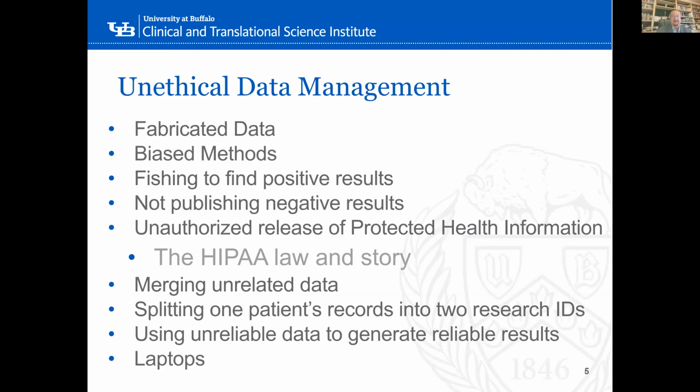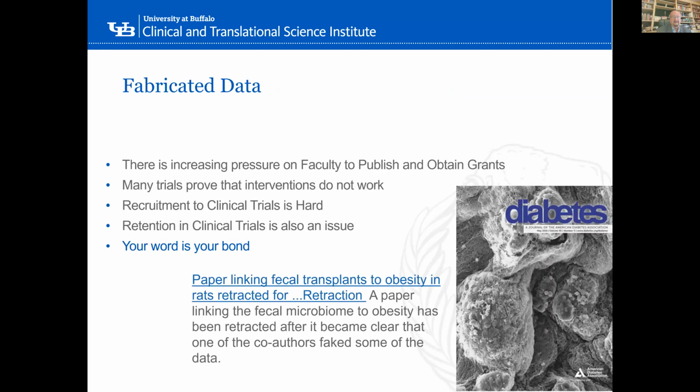So let's first start with unethical data management. We'll go through a number of different things: fabricated data, biased data, fishing to find positive results, not publishing negative results, unauthorized release of protected health information, and we'll talk a lot about HIPAA, merging unrelated data, splitting one's data record into two research IDs, using unreliable data to try to generate reliable results, and laptops, and how we have to be careful about any kind of portable data store.